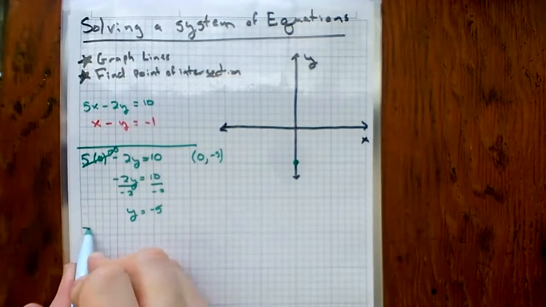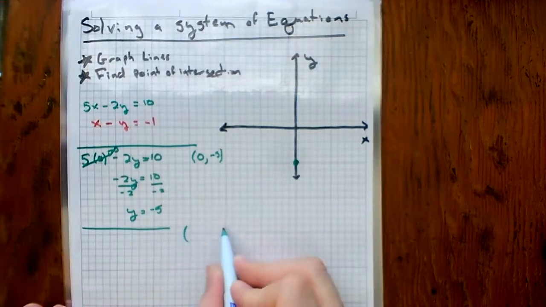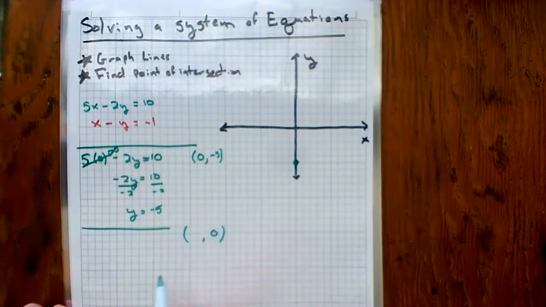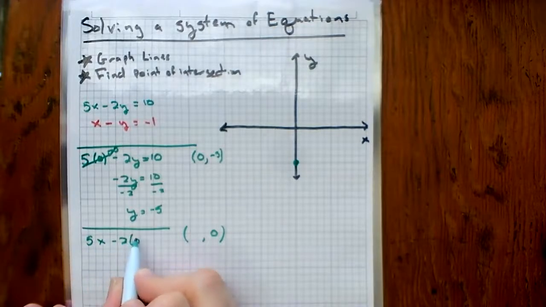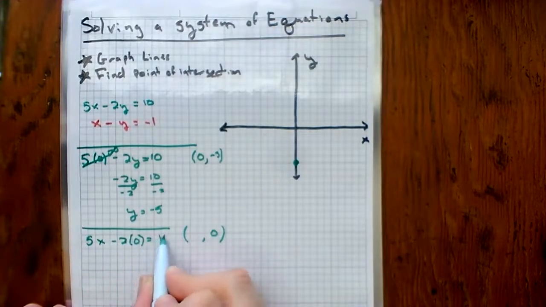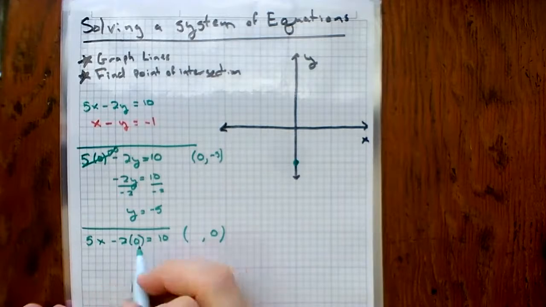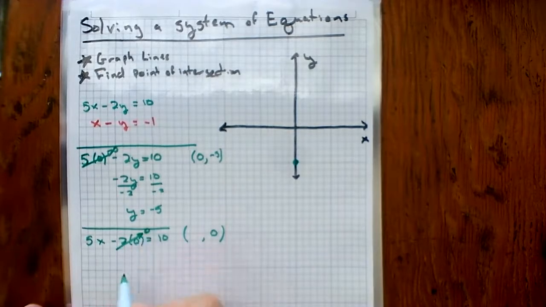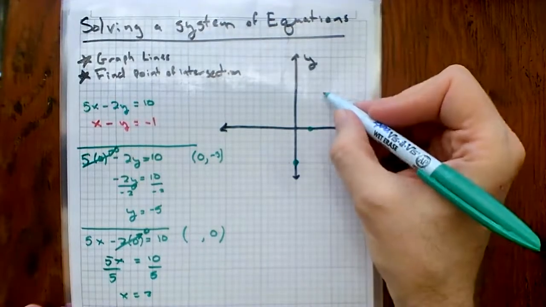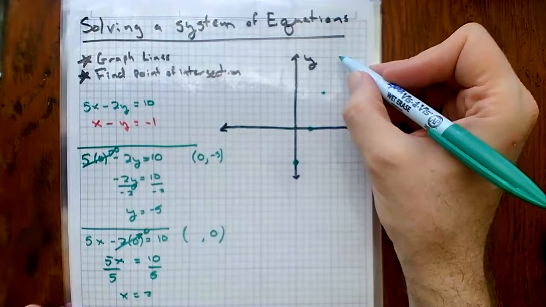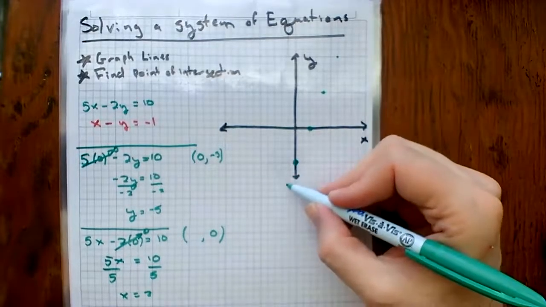Pretty similarly, I could figure out where my x-intercept is when I plug in a 0 for y. Plug in 0 for y, I've got 5x minus 2 times 0 is equal to 10. Again, anything times 0 is just 0, so this whole thing is just 0. So I've got 5x is equal to 10, and then I'll just divide both sides by 5. So I've got x is equal to 2. So just like that, we can graph our line.